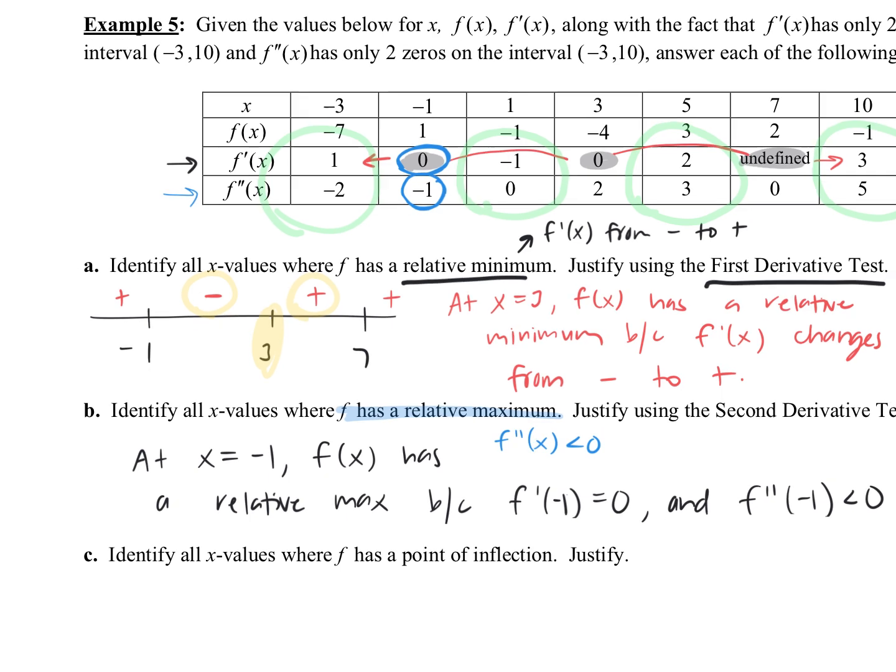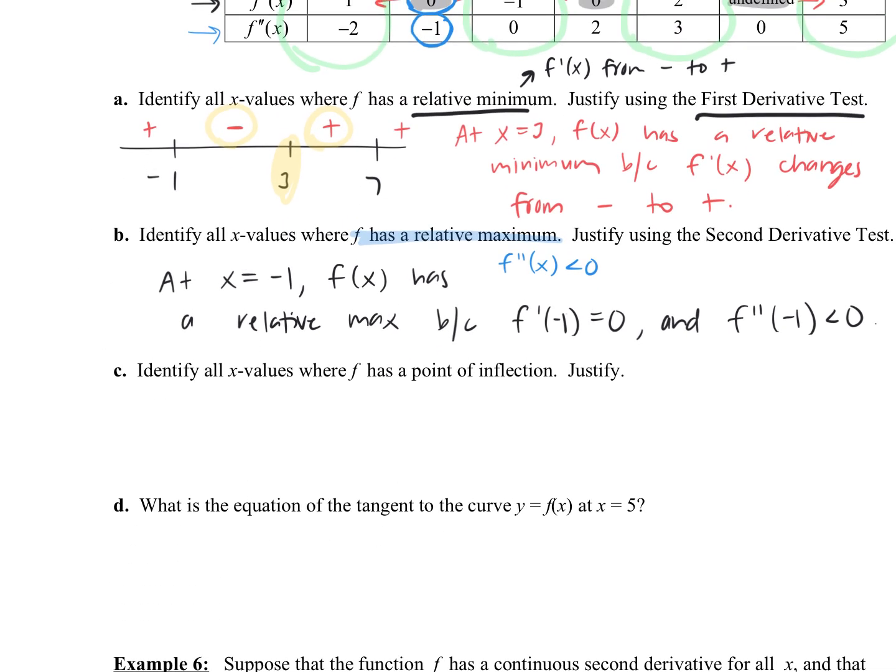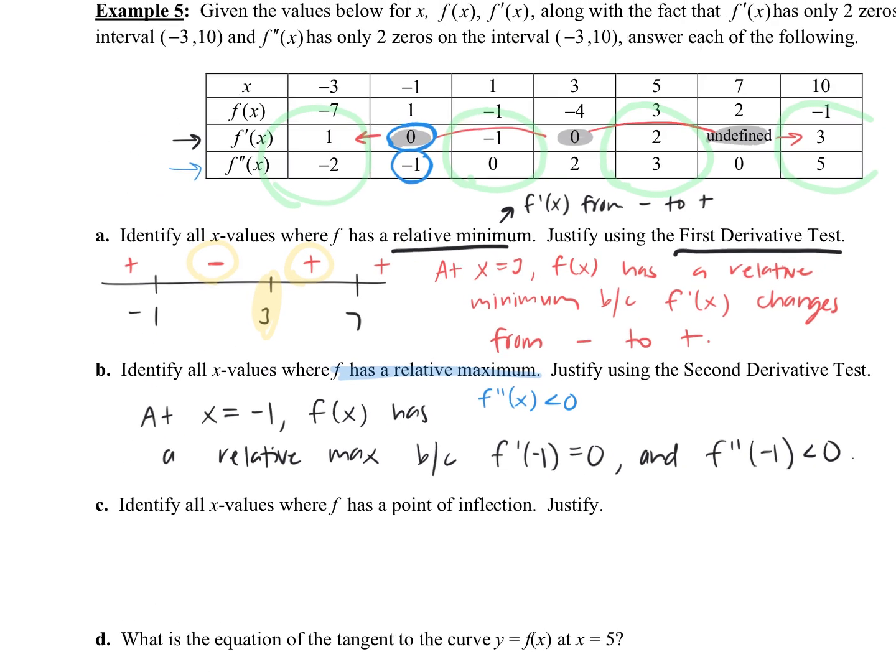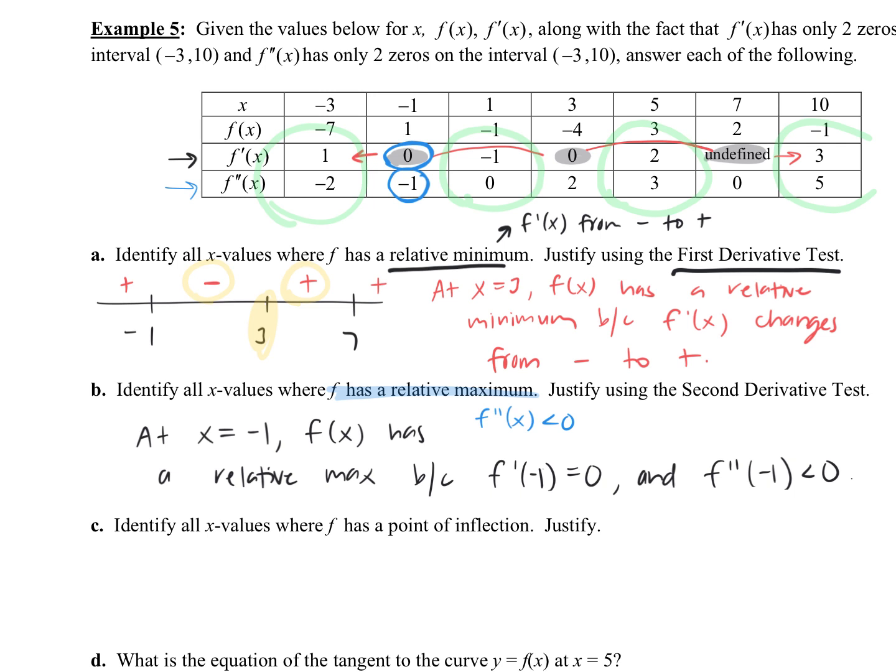Looking at letter C, identify all the x values where f has a point of inflection and justify. Well, what does point of inflection even mean? If you don't know, look at the board, on the left-hand side there. That's when the second derivative is changing signs from positive to negative or negative to positive. It doesn't matter which way it changes.